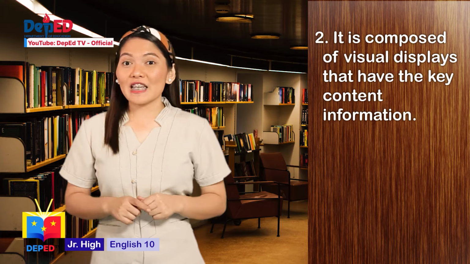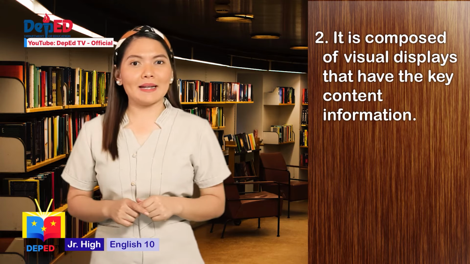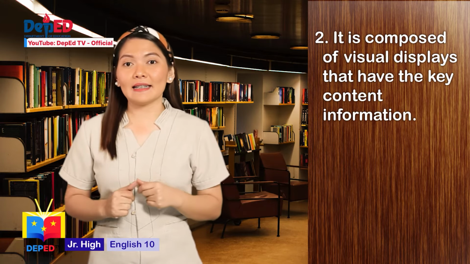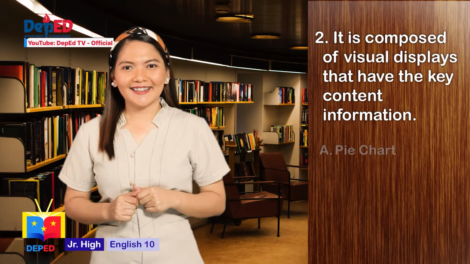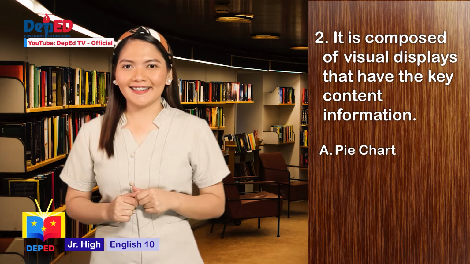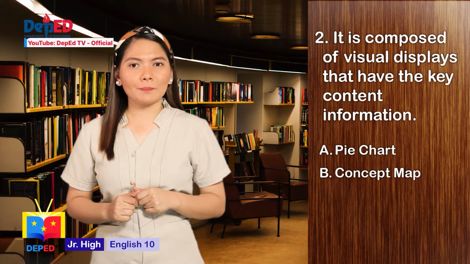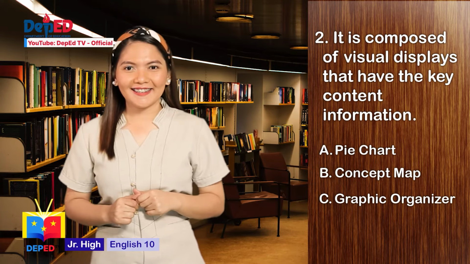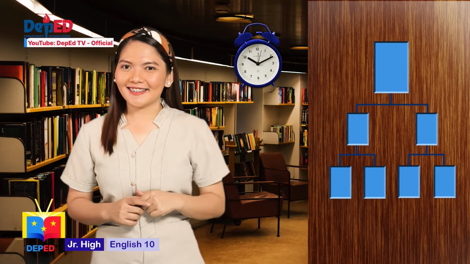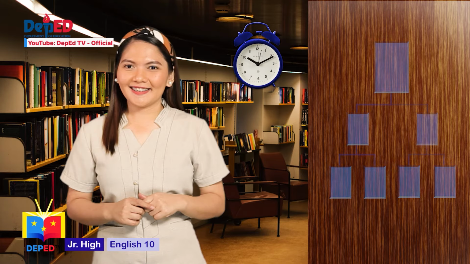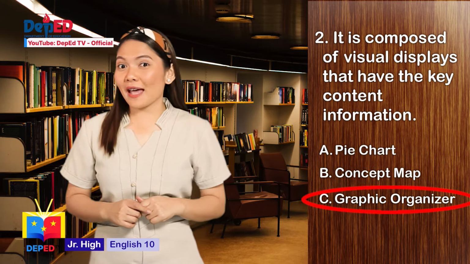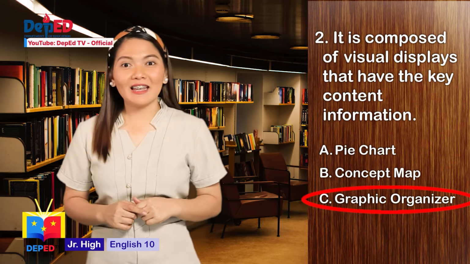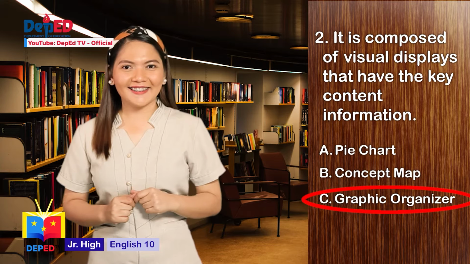Number 2, it is composed of visual displays that have the key content information. Letter A, pie chart, B, concept map, C, graphic organizer. It is something like this. That's right. It is C, graphic organizer.